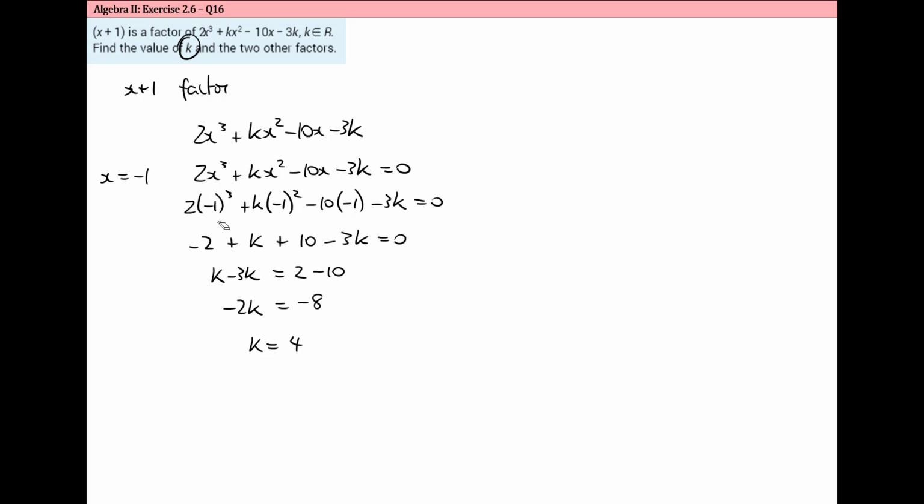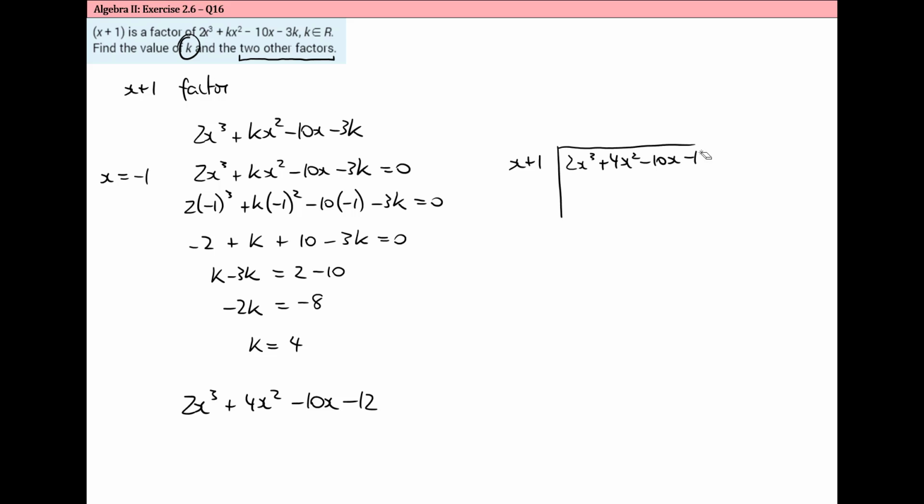So we've solved for k, and what we're going to do now is sub that value of k back into the cubic expression. So we have 2x cubed plus kx squared, which is plus 4x squared, minus 10x, and then minus 3k, which is minus 3 times 4, which is minus 12. And we've been asked to find the two other factors of this cubic expression. We can do that by doing long division with x plus 1 and the cubic expression 2x cubed plus 4x squared minus 10x minus 12.